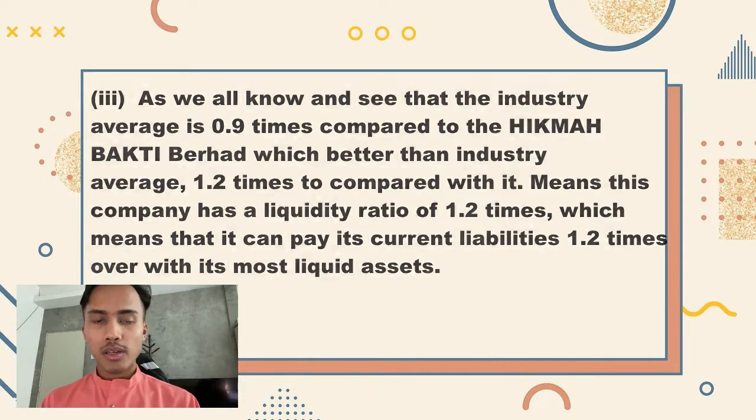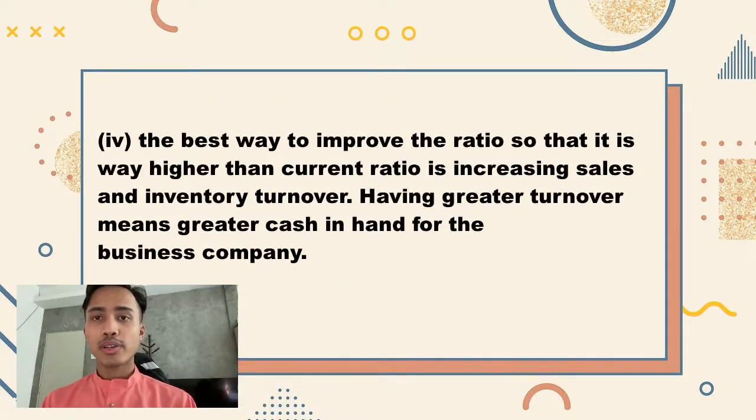So how to improve the ratio more than previously? In my opinion, the best way to improve the ratio for now is increasing sales and inventory turnover. Having greater turnover means greater cash in hand for the business company. That's all from me.